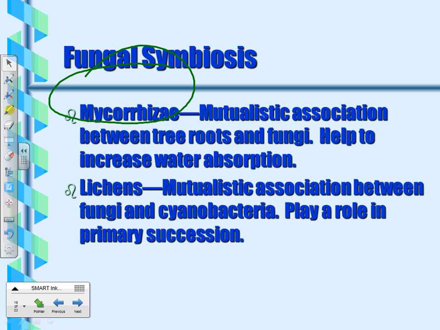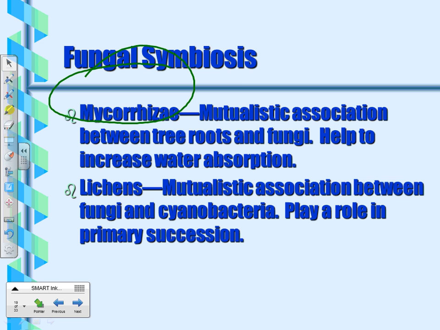And notice what this thing is. It's a mutualistic association between tree roots and fungi. So these are fungi that grow on tree roots. And notice what the fungus does for the plant. It helps it to better absorb water. If the fungus is growing on the tree root, what does it do to the tree root? What does it increase about the tree root? The root has something growing on it. What increases about the root? Surface area. Makes it better at absorbing water and nutrients.